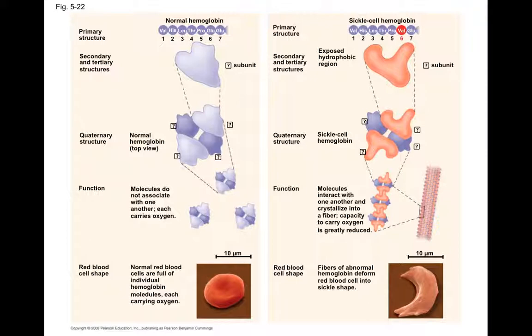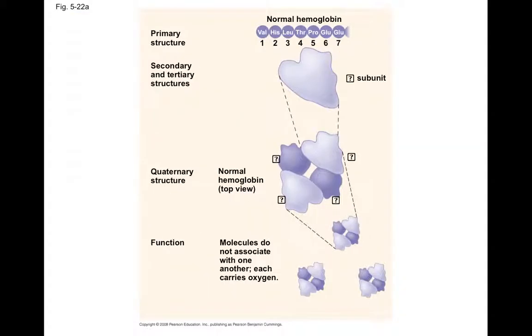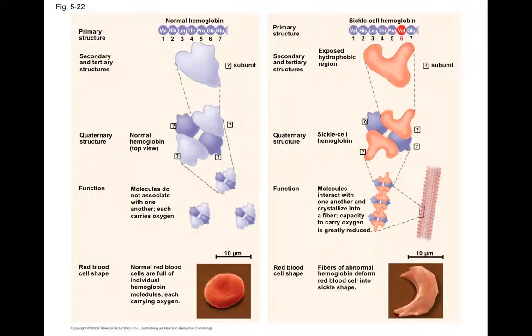Okay, so you can see number 6 here, glutamate is replaced by valine here. So just by replacing that, you can see how the purple and the red subunits change. And so when you integrate them into the quaternary structure, instead of having these nice round shapes, you have these more convoluted shapes in the sickle cell.